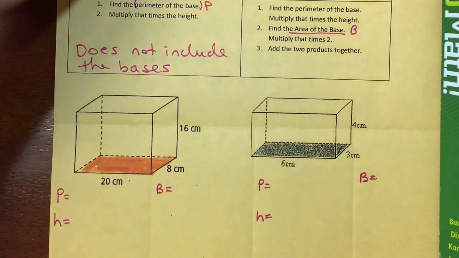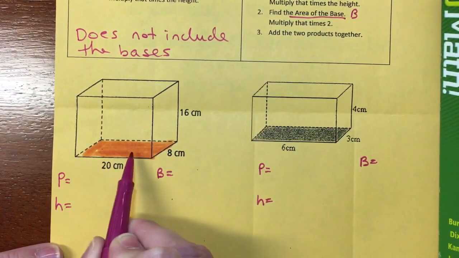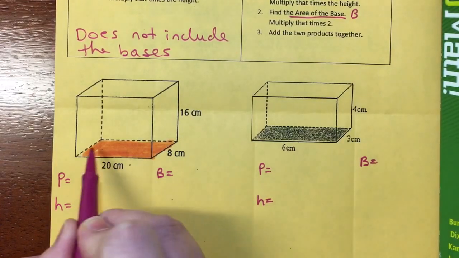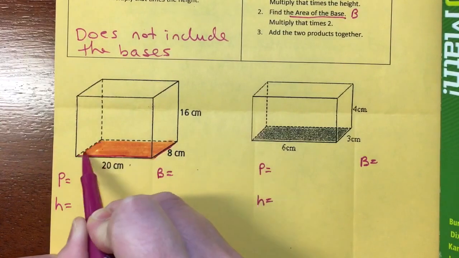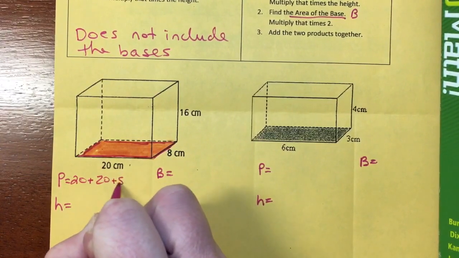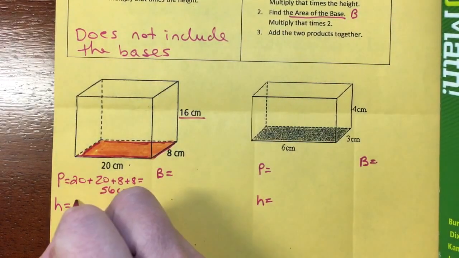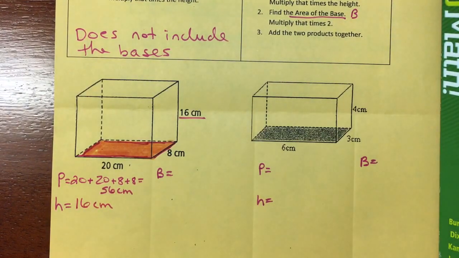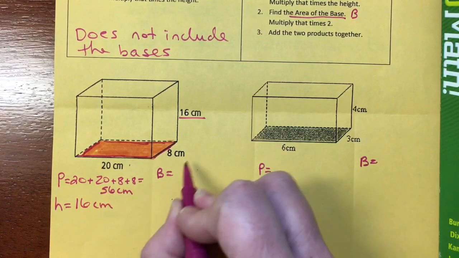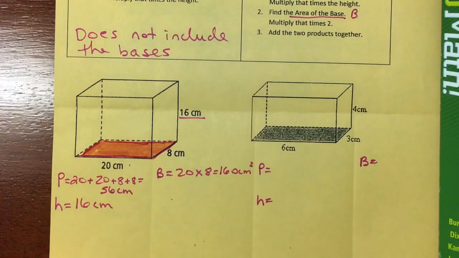All right, so to use our formulas, we need to find the perimeter of the base, the height, and the area of the base. So I'm just going to use the bottom face for the base, and the perimeter, I'm just going to add up the outside edges. So I have 2 20s and 2 8s. That's going to give me a perimeter of 56 centimeters. Height connects the two bases, so we have a height of 16. The area of the base is going to be length times width, 20 times 8. So the area of my base, it was a rectangle, and there we go.